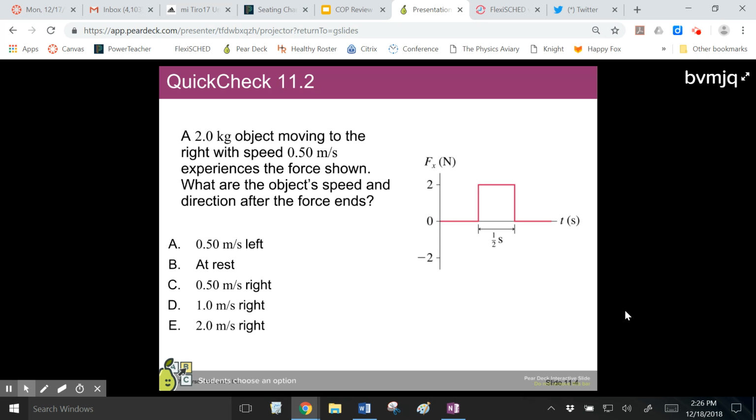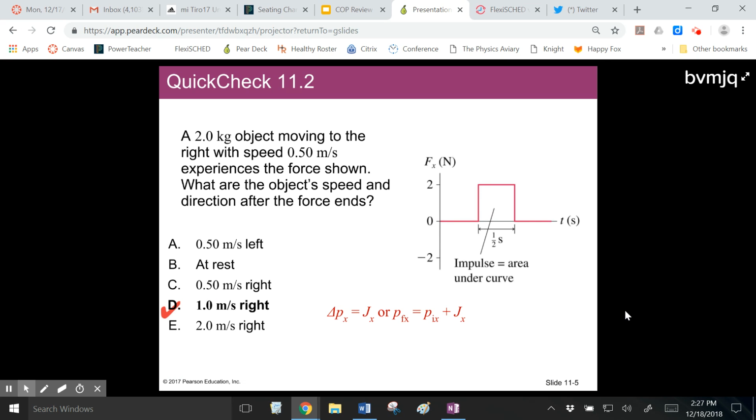All right, now we got almost everybody going for D. And again, you've got a 2 kilogram object going to the right with a speed of half a meter per second, so that's an initial momentum of 1 kilogram meter per second. The impulse is the area bounded by that graph. It's 2 newtons by half a second, so that's 1 newton second, for a total of 2 kilogram meters per second. Final momentum, 2 kilogram meters per second for a 2 kilogram object means the speed is 1 meter per second, and you're going towards the right.